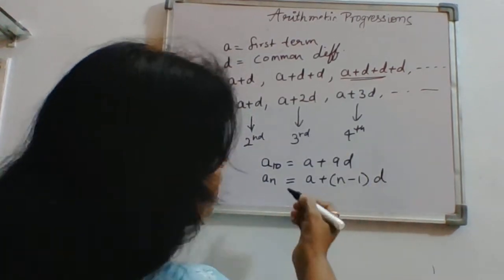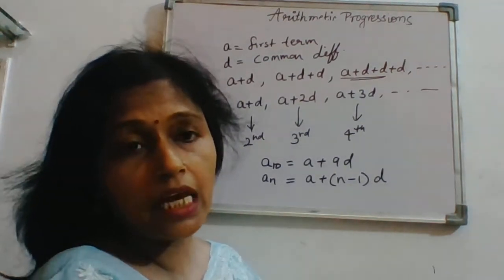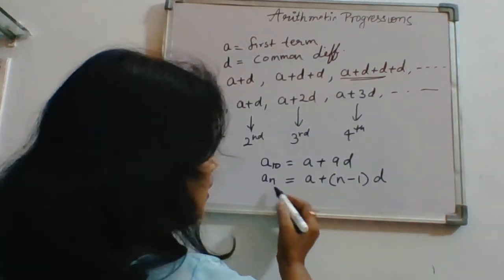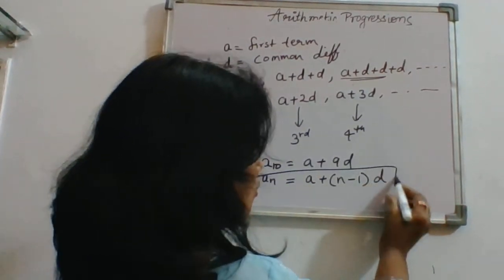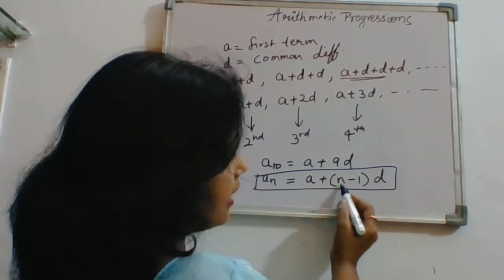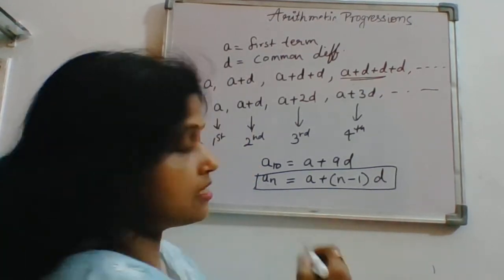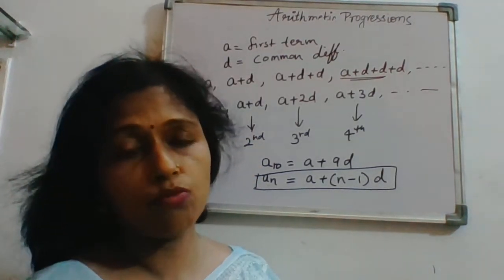So we can obtain the nth term by following the general form of the AP only. The nth term of the AP is denoted by an. A is the first term, plus n is the number of terms minus 1, times d. So an is equal to A plus n minus 1 times d.